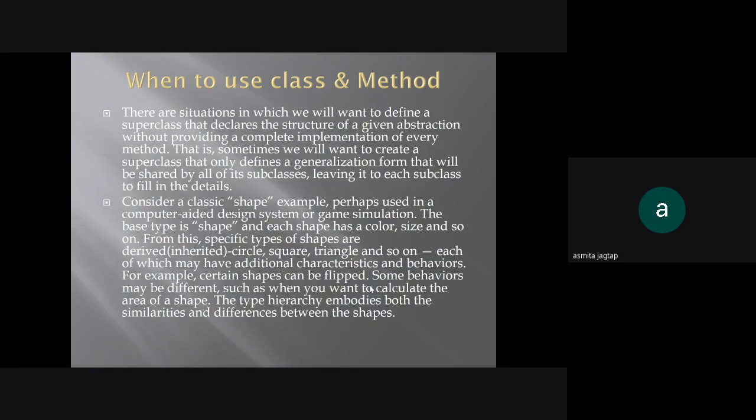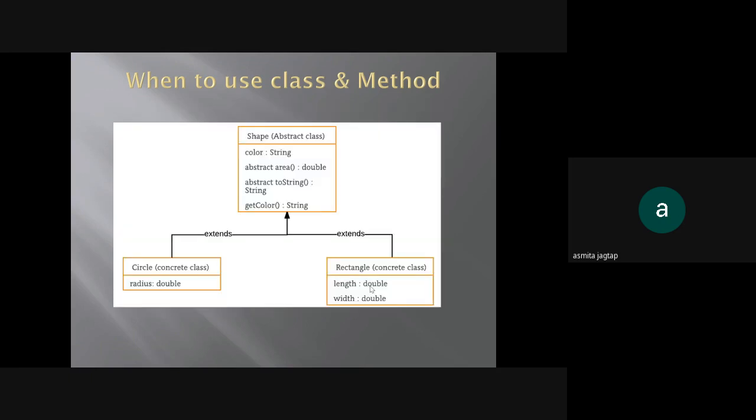Okay, so that is why this. So for example, certain shapes can be flipped, some behaviors may be different, such as when you want to calculate the area of a shape. The type hierarchy embodies both the similarities and the differences between the shapes. Okay, so both are extending your abstract class.